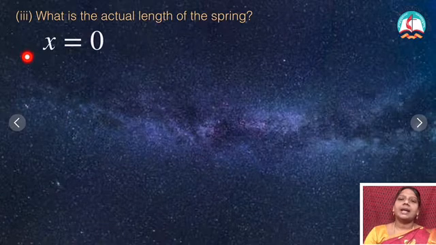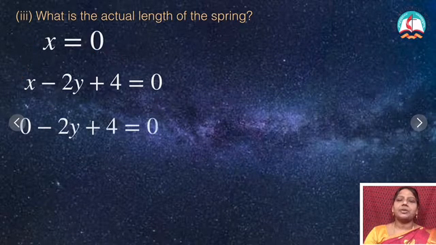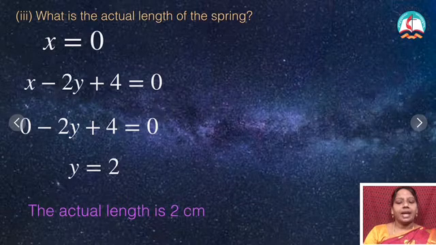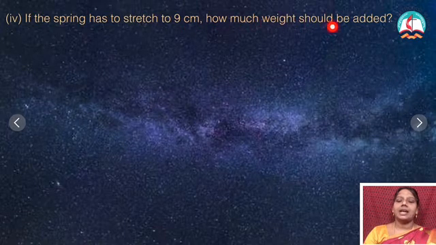So therefore, I am taking the given straight line equation x minus 2y plus 4 equal to 0, in which we are substituting x equal to 0. So if I am substituting x equal to 0, then what happens? Minus 2y plus 4 equal to 0. So we will take that 4 to the other side, it becomes negative. So y is equal to 2. Therefore, the actual length is nothing but 2 centimeter. Is that clear?